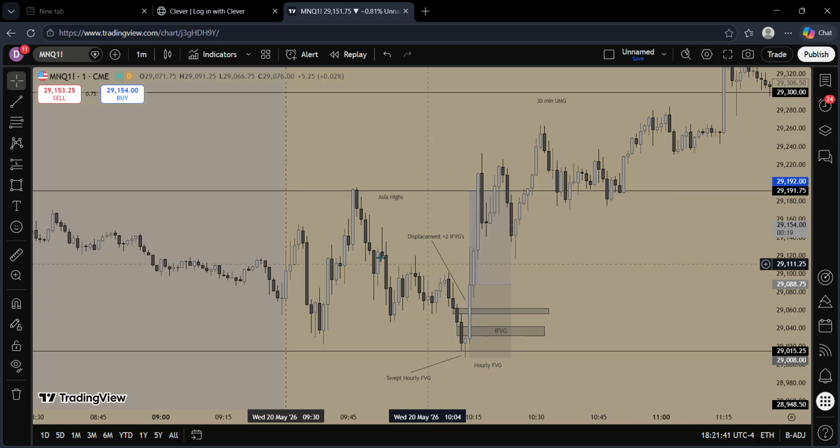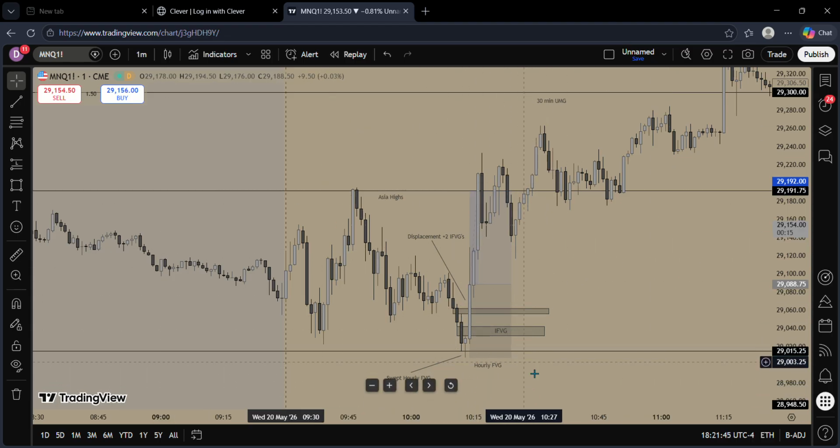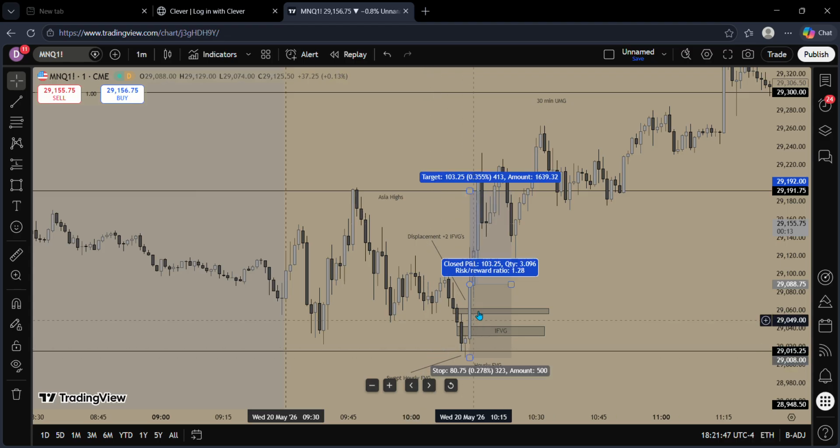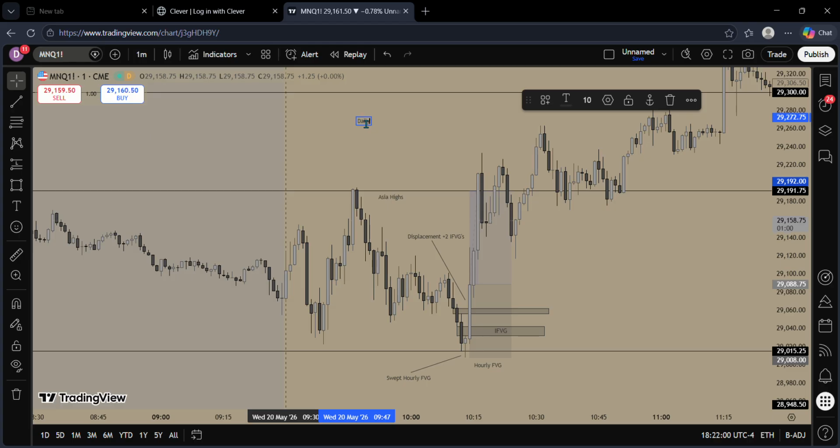1.28. So yeah, this is the same idea. We sweep out a higher time frame PD array, which is our hourly fair value gap. We get a rejection off of it with confirmation on the 1 minute inverses, and we want to target a high probability zone where price wants to go. And that's kind of the basics of the strategy. You want to get your daily bias, and then you want to see a key level get hit, and you want to see an inverse fair value gap or CISD.